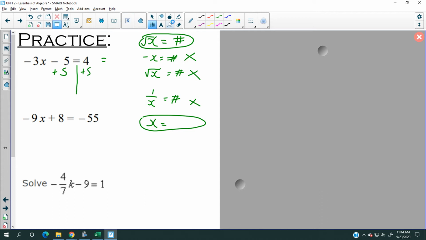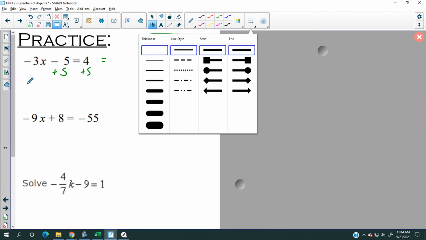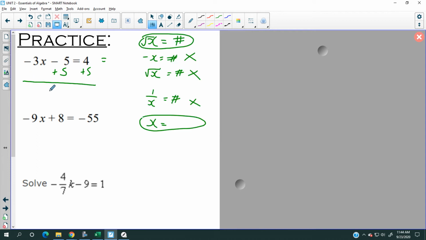By the way, I don't like drawing a line here, there's enough going on already, I don't need to draw another line. However, this line I have to draw. So what happens to this? Negative 5 plus 5 is 0. The way we say it is canceling out. They cancel out, so I bring down the negative 3x. 4 plus 5 is 9.